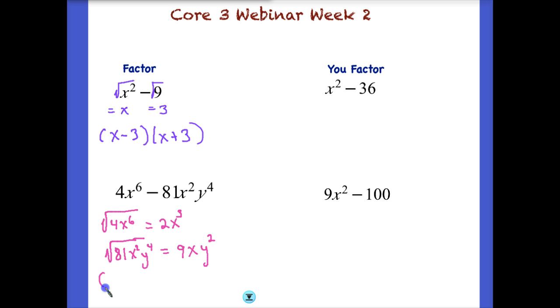So now I can write it as a sum and difference. So I get 2x to the 3rd plus 9xy squared, and now I'm going to do my difference.